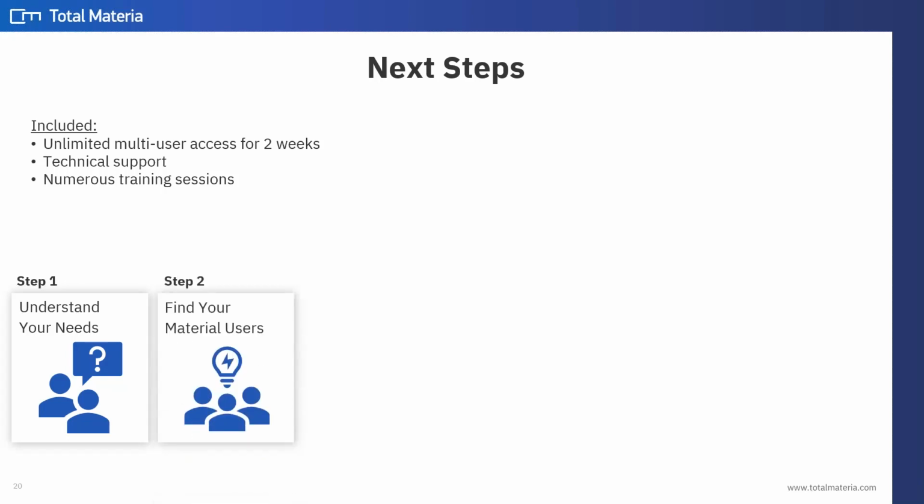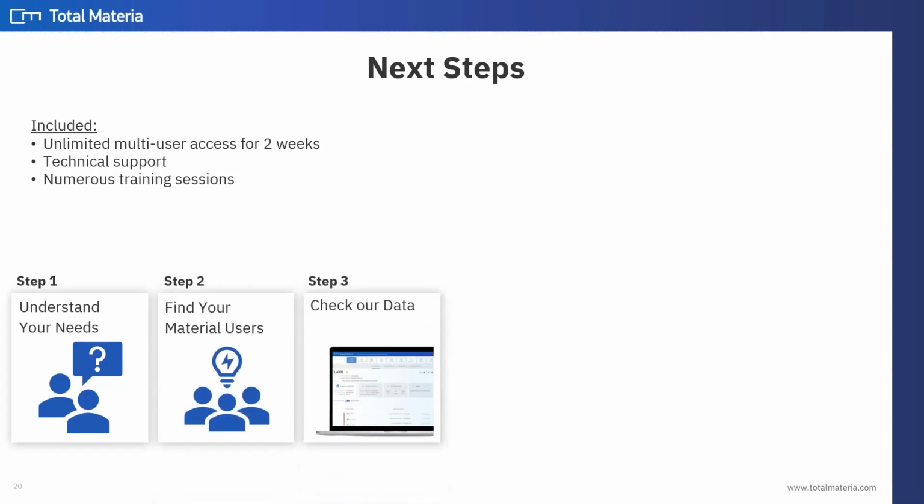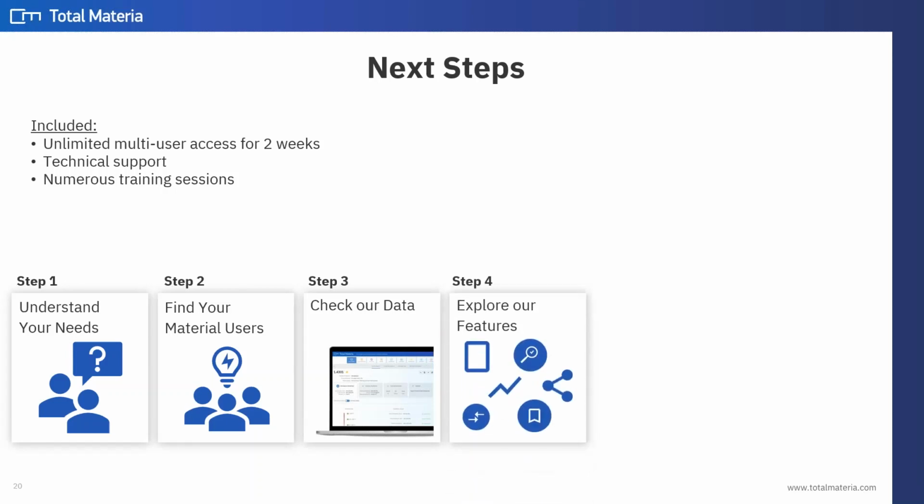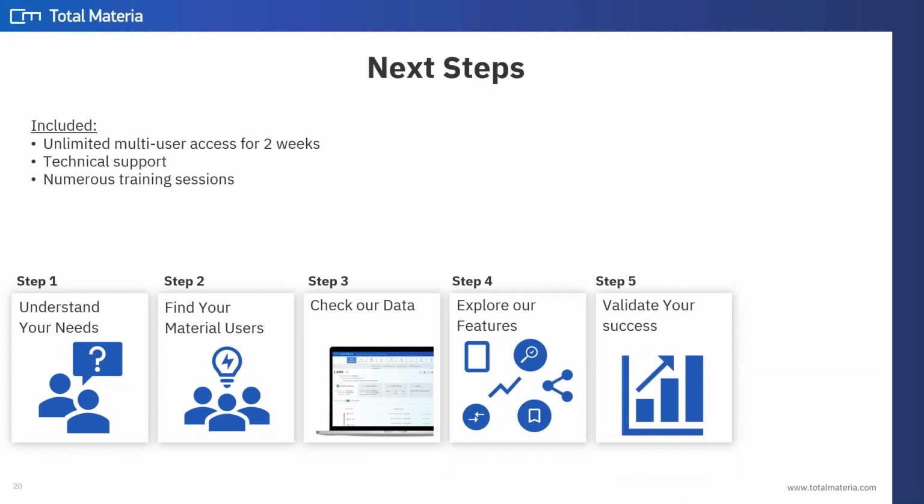Finding your material users would be the second step. Check our data, of course. Explore all our features. Validate your success with having Total Materia. Does it help you speed up the approval process? Are you more efficient? Are you wasting less time finding other information? And finally, at the end of this, we hope we could solve your problems.